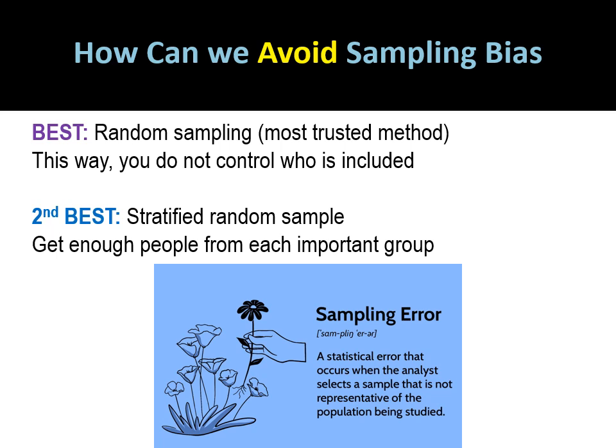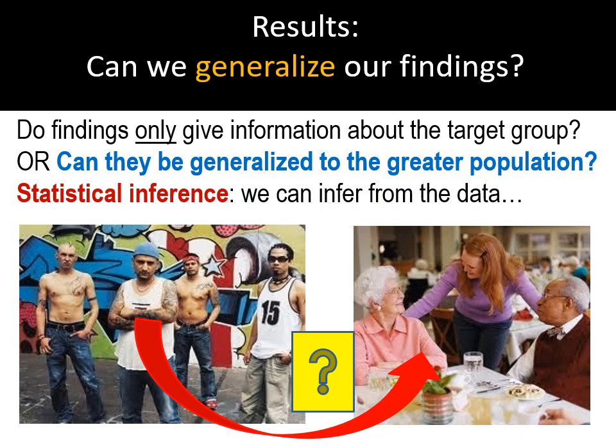So, how can we avoid sampling bias? Well, the best thing we can do is random sampling. That's the most trusted method. This way, you don't have any control over who's included. It's random. And the second best way would be stratified. That can also have some equality. Depending on what you're trying to do, if you want to make sure every strata or every layer or every group gets represented in, say, a county vote, you would want stratified. So those are two ways that we can avoid sampling errors and sampling bias.